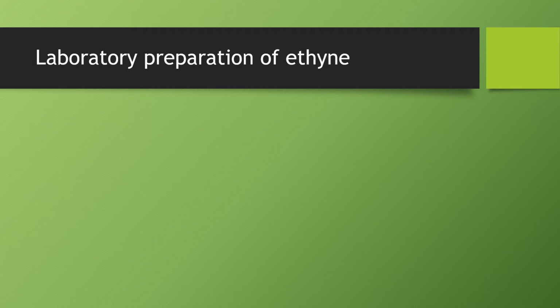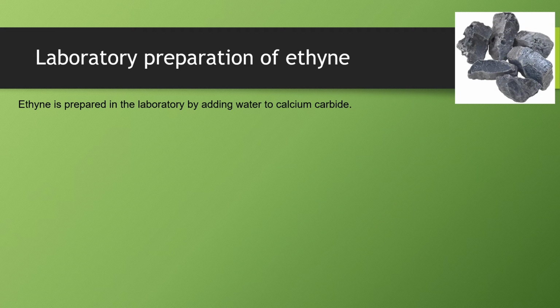Next up, we are going to be looking at how ethyne is prepared in the lab. Ethyne is prepared in the lab by adding water to calcium carbide. Calcium carbide is a special group of ionic substances which play a very important role in explosives. Most explosives are made using calcium carbide as a raw material. Just 1 drop of water on calcium carbide is going to give a highly exothermic reaction, releasing a lot of ethyne gas.